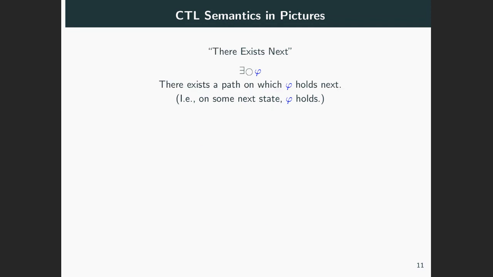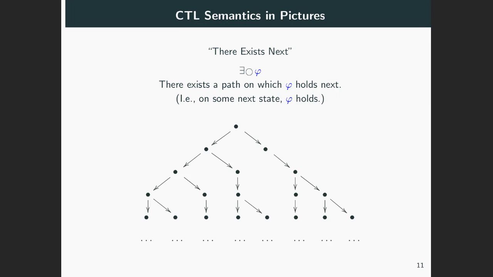As for there exists next, again, on a presumptive LTS shown as a tree, instead of phi holding next on all paths, we require that phi holds next for some path. That is, phi holds on some next state. In other words, there exists some next state where phi holds. Illustrated here by making a choice of one of these next states, shown in blue.